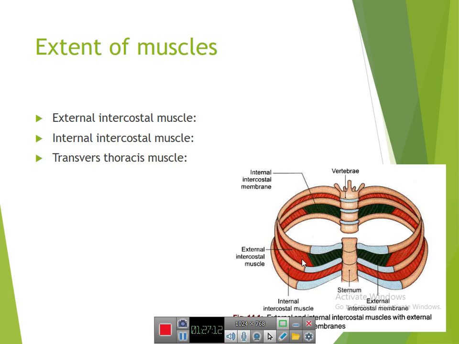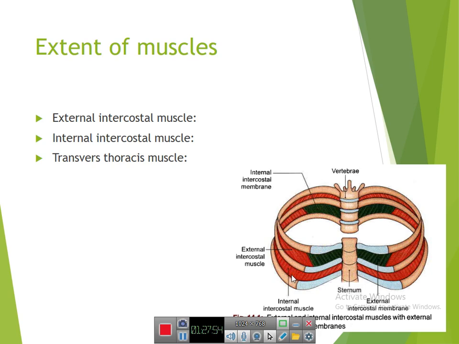Between the costochondral junction and the sternum, it is replaced by the external or anterior intercostal membrane. The posterior end of the muscle is continuous with the posterior fibers of the superior costotransverse ligaments that I said before.